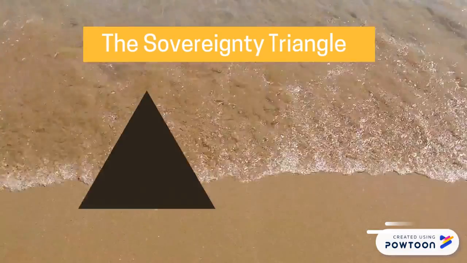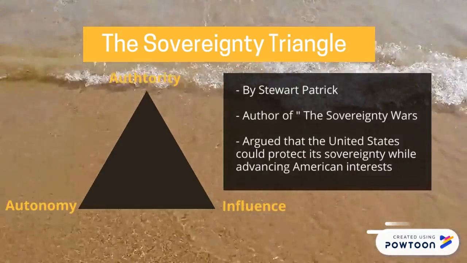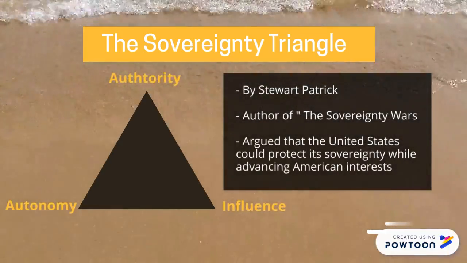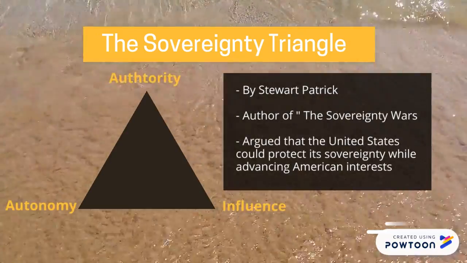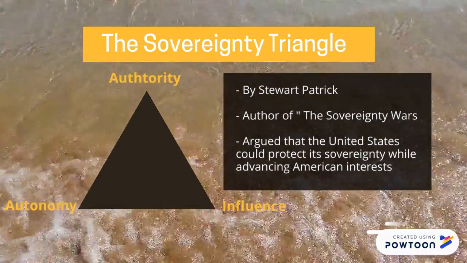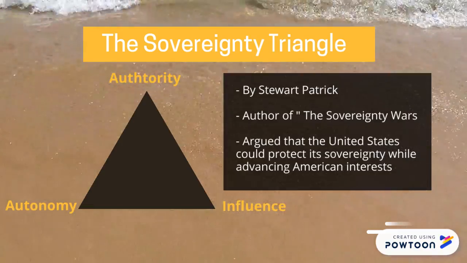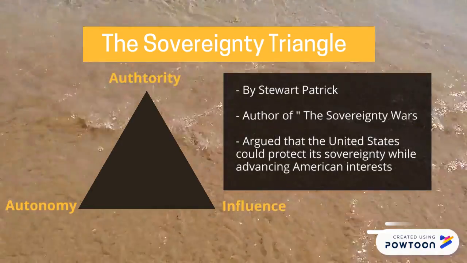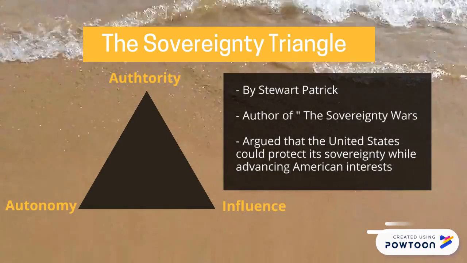In Patrick Stewart's Sovereignty Triangle, we can see authority, a state's exclusive and legitimate right to make rules; autonomy, a state's ability to make and implement decisions independently; and influence, a state's effective capacity to advance its interests.